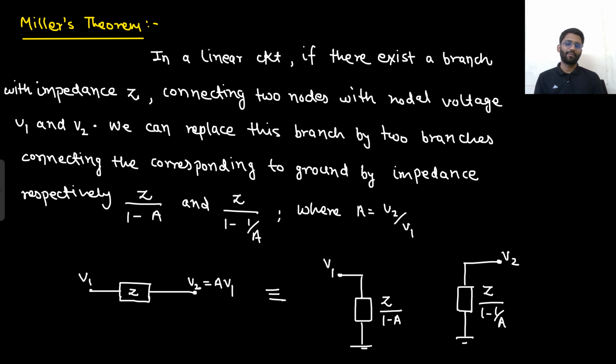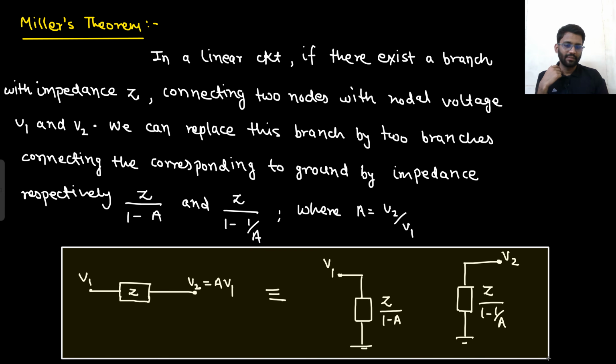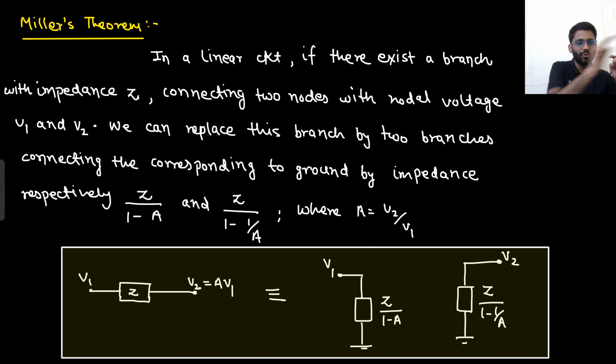So this is Miller's theorem. You break down this impedance into two parts. Z was connected between V1 and V2, and V2 was A into V1. So from V1 to ground you could see Z upon 1 minus A. From V2 to ground you could see Z upon 1 minus 1 by A. That's it. Well and good.